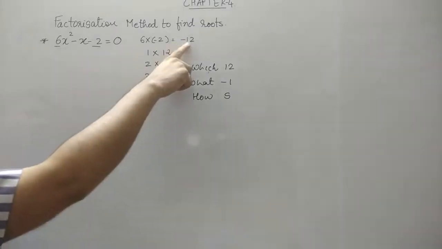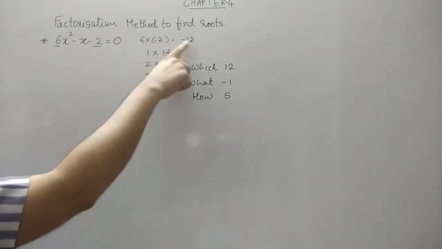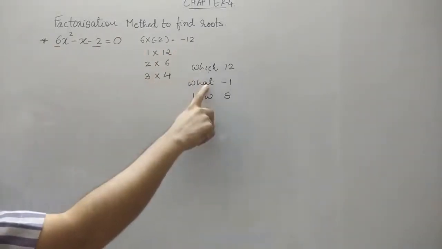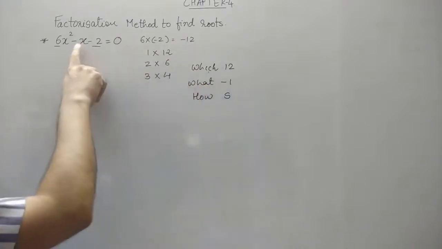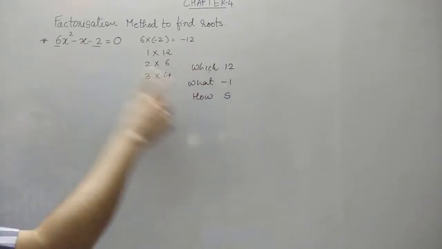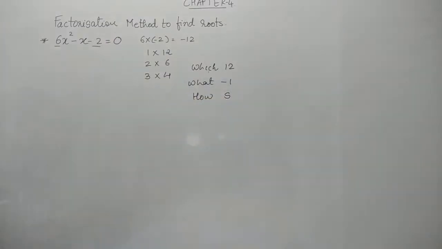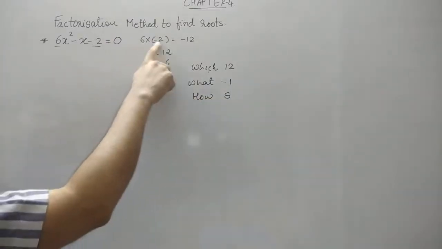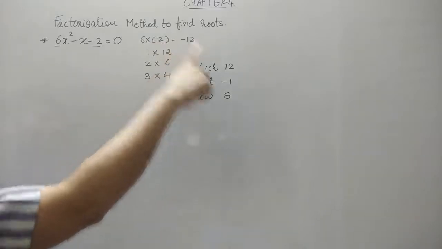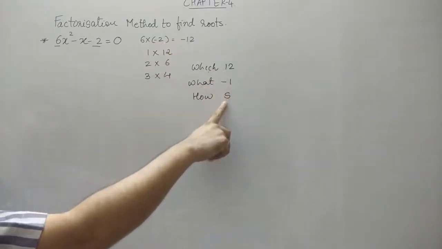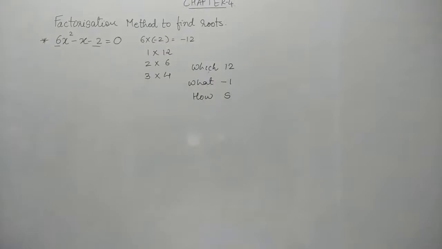The answer comes as subtraction. Let's understand this again. As I told you, we find the factors of 12, which is the product of these. The number we have to obtain is minus 1. And how do we obtain this? I told you, by subtraction. How do we know it is subtraction? Because you can see the product is negative. So when you are able to answer these questions, remember the sum is done.